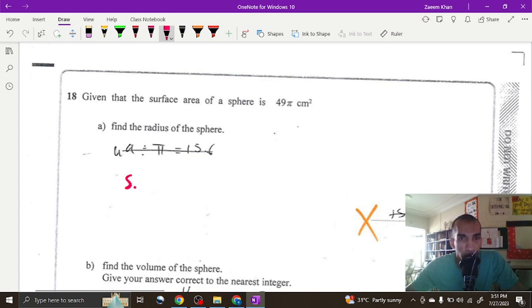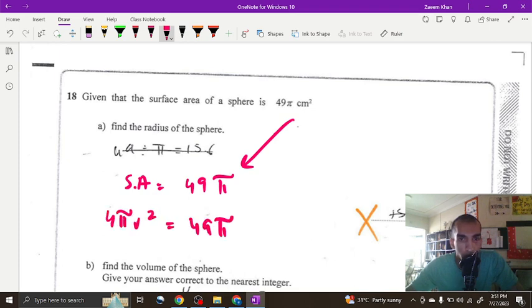Surface area of a sphere is equal to 49 pi. How do I know that? That's given up here. The formula for surface area is 4 pi r square. You just told me that. I can cut out pi on both ends. I am left with 4r square is equal to 49. What do I do now?